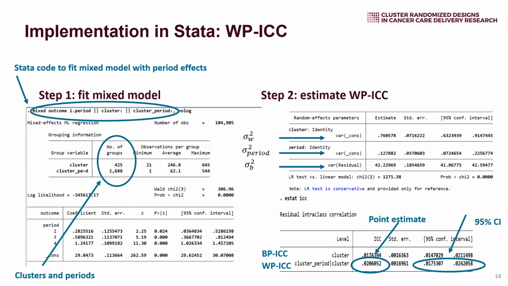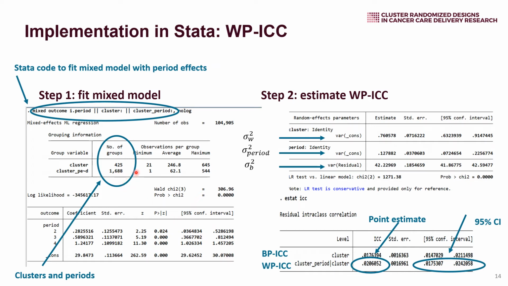So to implement this in Stata, the first parameter that we're going to try to estimate is the within period ICC. Again, there are 2 steps. The first step, on the left-hand side, is to fit the mixed model. This time we're fitting a mixed model with our continuous outcome, a fixed effect for time periods, a random effect for cluster, and a random cluster by period effect. Stata then tells us how many clusters and how many periods we're working with.